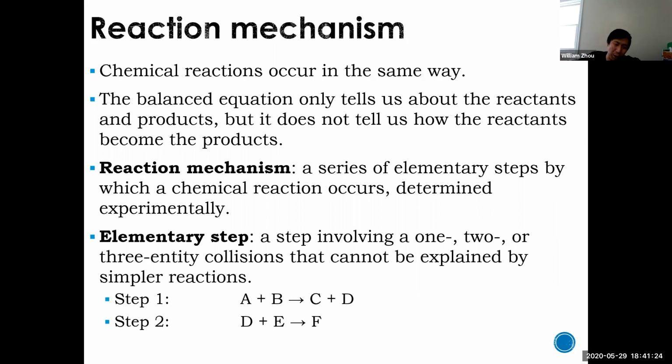For example, step 1: A plus B, you get C plus D. Okay? Step 2: you take the D that you made, you combine that with E to make F. So your final overall reaction is A plus B plus E, you get C plus F. D is gone. You have consumed D. You made D in your first step, but then you immediately used it again. So that does not appear in your final equation. You cancel it out. Does that make sense? So these are reaction mechanisms. It tells you how you got to the final product. So kind of like what we did with Hess's law.